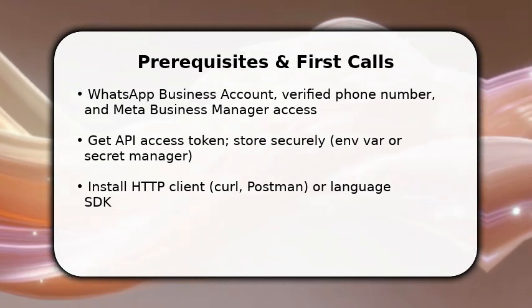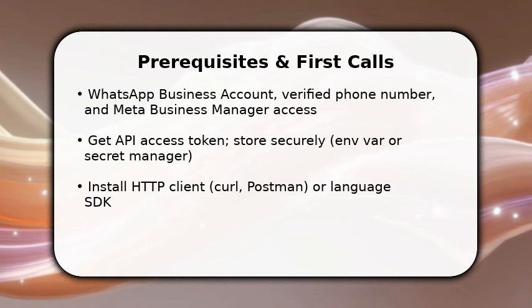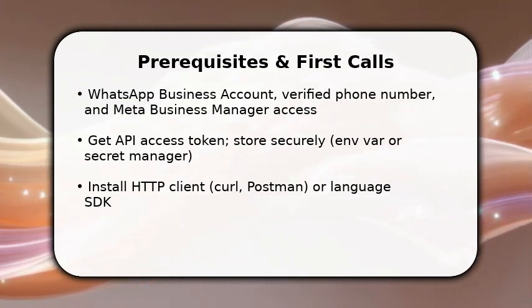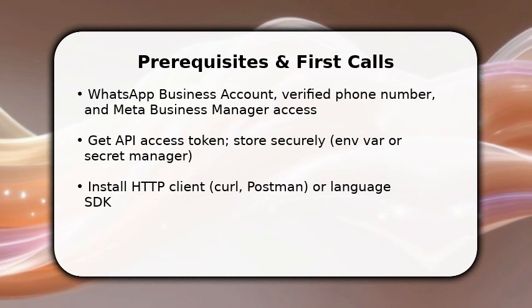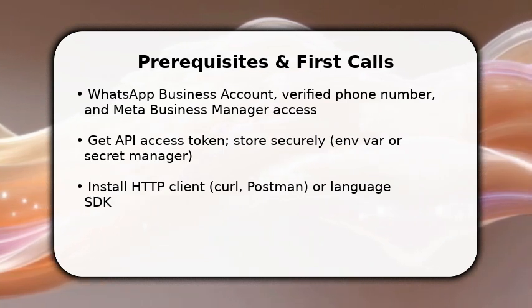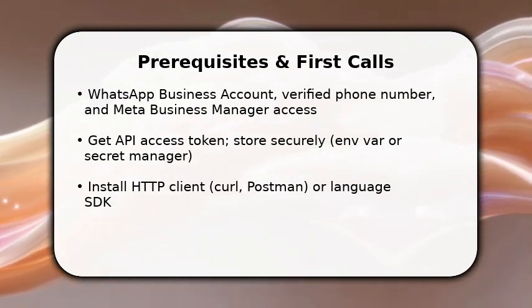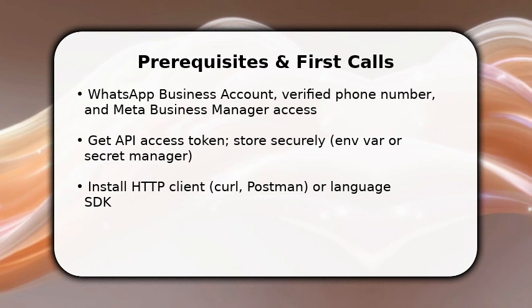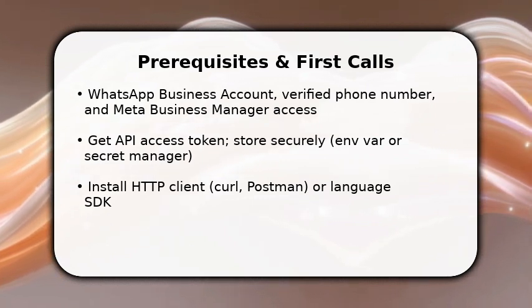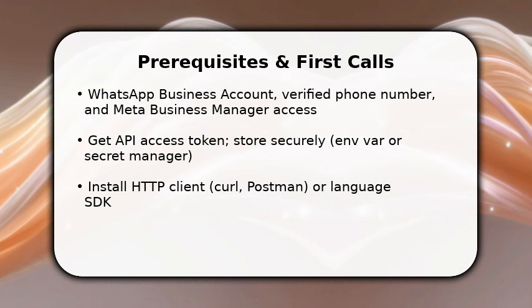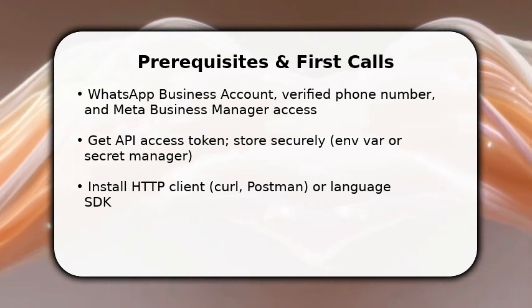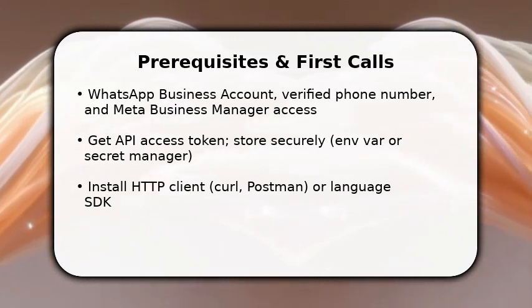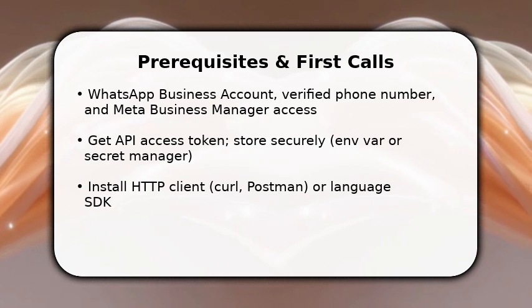Next, install an HTTP client or the official SDK for your language. Once done, make a simple GET /v13.0/phone-number-ID call to confirm authentication. This step proves credentials and connectivity before sending messages. Make sure to log responses and errors so you can iterate quickly if the token or permissions need adjusting.